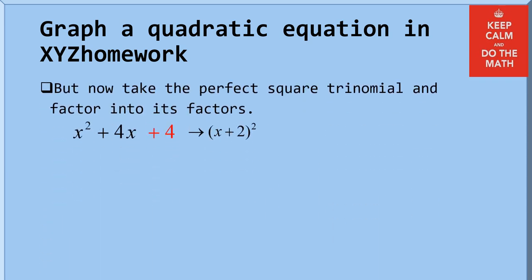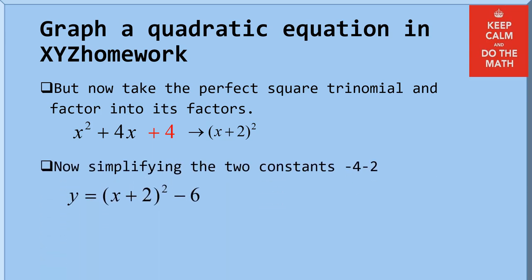But now we're going to take the perfect square trinomial and factor it into its factors. So x squared plus 4x plus 4 now becomes x plus 2 squared. Now simplifying the two constants, minus 4 minus 2 previously, that gives me minus 6. So now I have my vertex form, and my vertex is negative 2, negative 6.